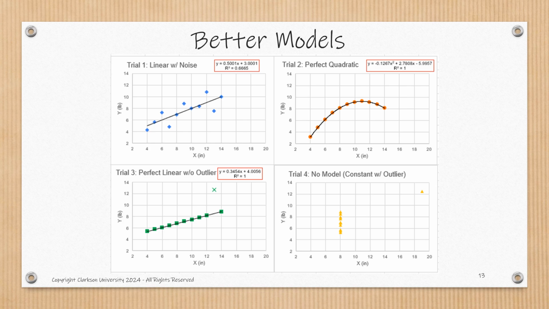In the bottom left corner for trial 3, we see what happens when we take out that single outlier. Our slope goes from 0.5 down to 0.3454, and our intercept changes slightly also and goes up to 4. But what's really interesting is our R-squared now is perfect at 1.0. Now, sometimes when we see an R-squared of 1, we have to be very cautious about the results. That might indicate in natural data that there's something more likely to be wrong with our modeling process.